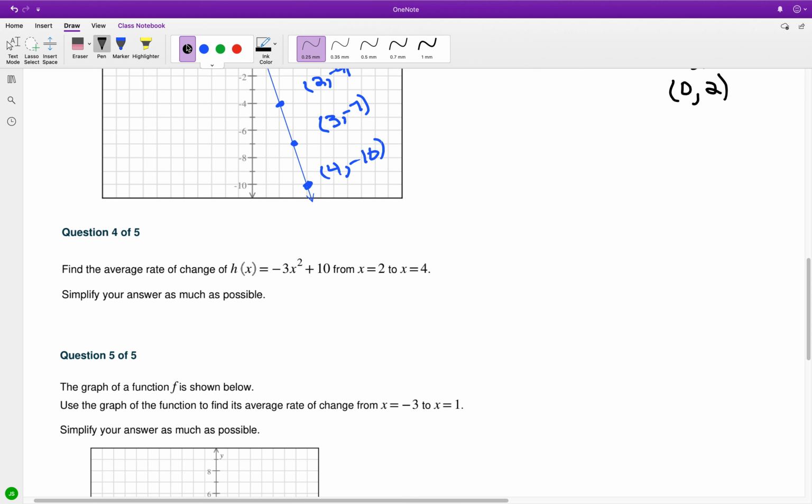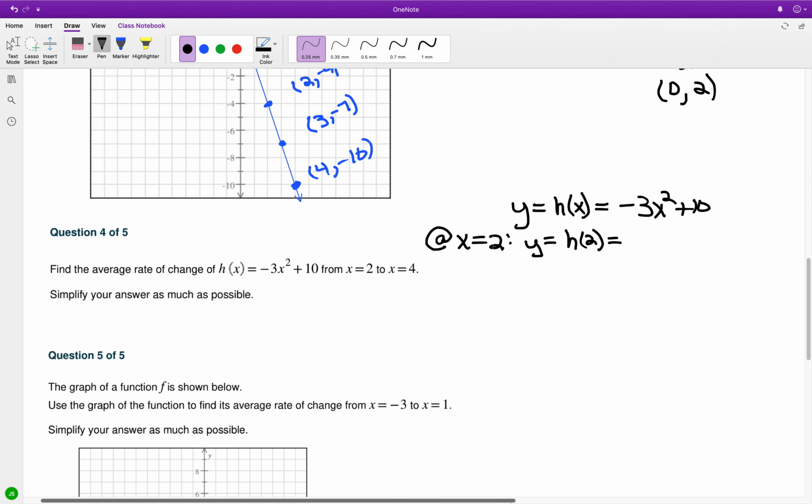Now, for h of x, again, h of x is another way of saying y. So in this case, y is equal to h of x is equal to -3x squared plus 10. Now, at x is equal to 2, y is going to be equal to h of 2.